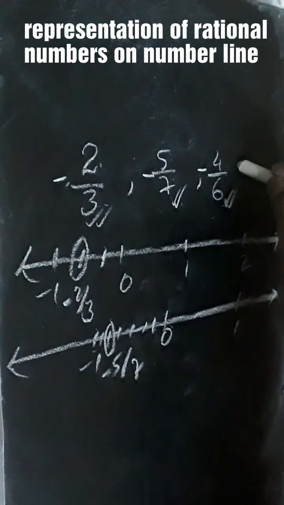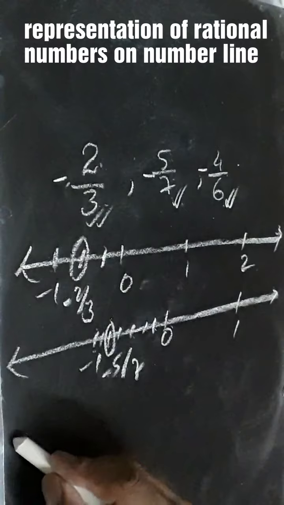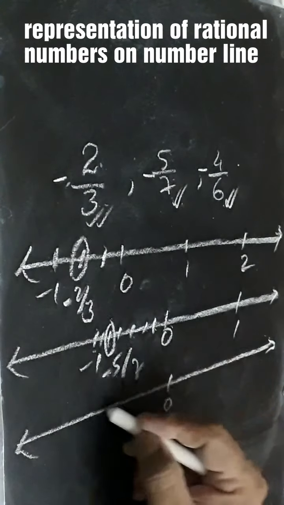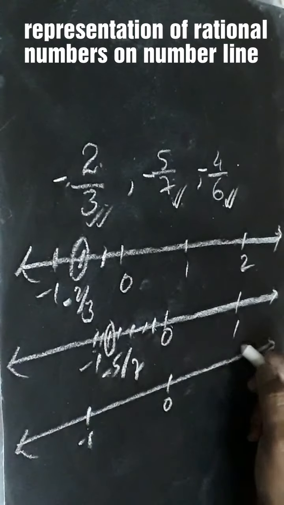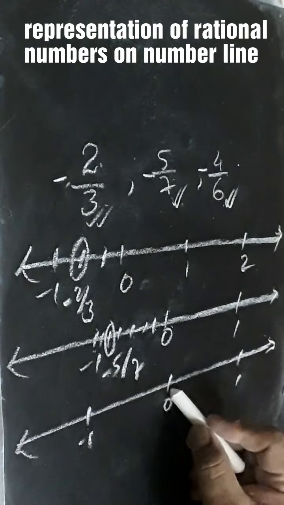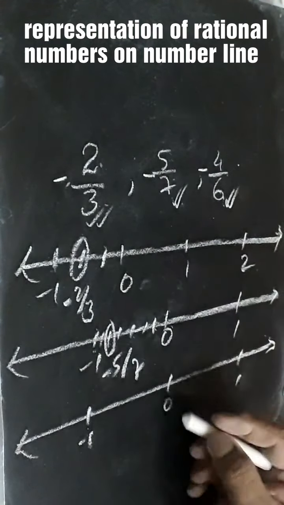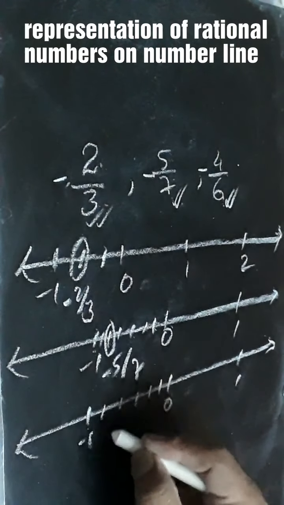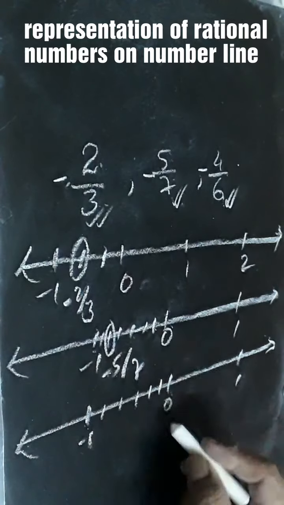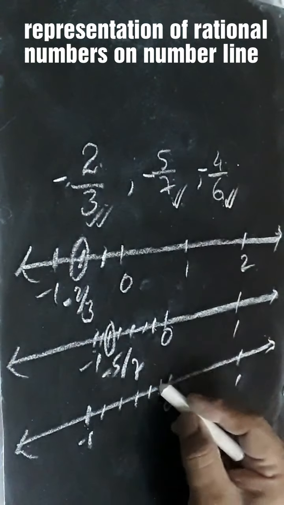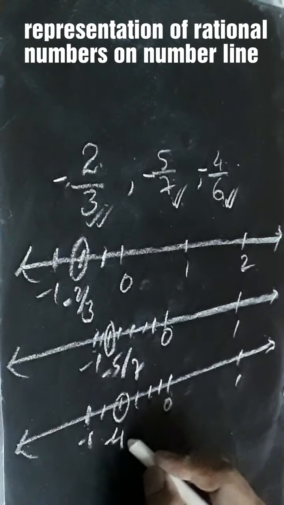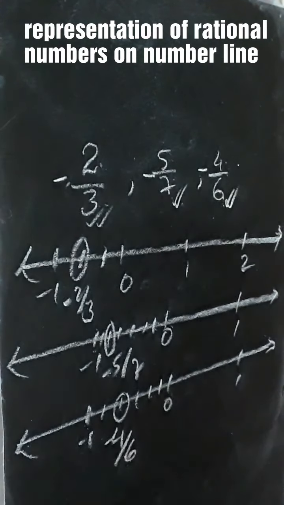Now we are going to take -4 by 6. We have a number line with 0, -1 and 1. Again we will divide this into 6 equal parts: 1, 2, 3, 4, 5, including this 6. Now we have 4 here: 1, 2, 3, 4. This will be -4 by 6 on the number line.